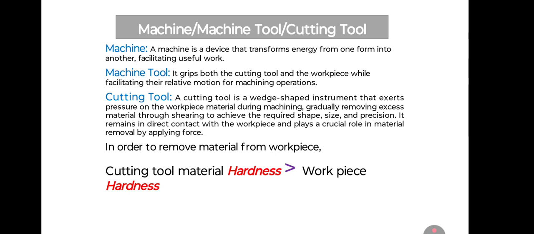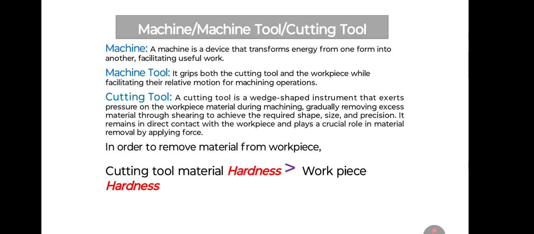Now when we are considering metal cutting operation, a few important terms we need to know. Metal cutting operations are also known as machining processes. Often we confuse machining and machine tools. So what is a machine? A machine is a device that transforms energy from one form into another, facilitating useful work. Any device around us which transforms energy from one form to another can be considered a machine.